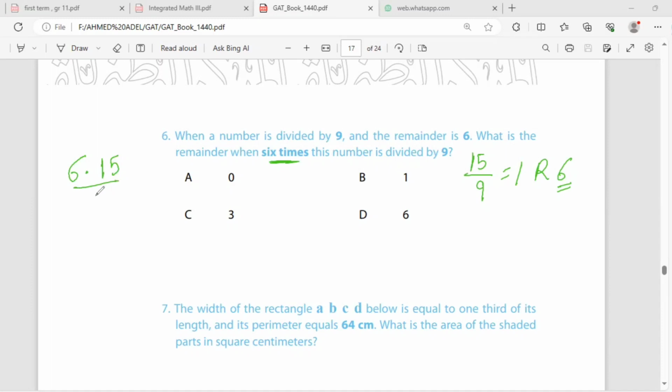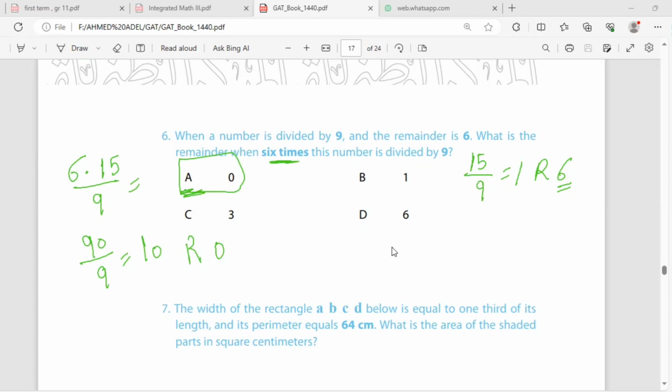It's divided by 9. 6 times 15, 6 times 5 is 30, so it's going to be 90 over 9 equals 10. And the remainder here is 0. So the remainder, when you find 6 times this number, is going to be 0.